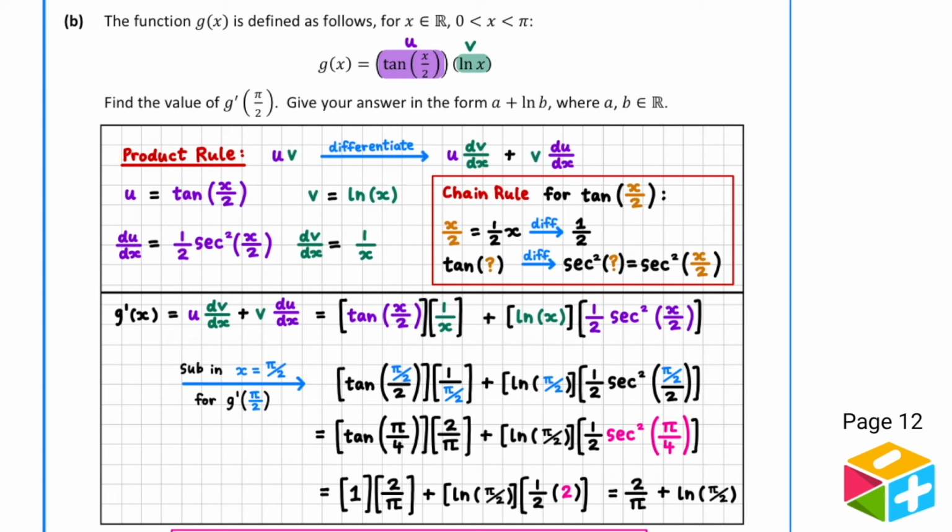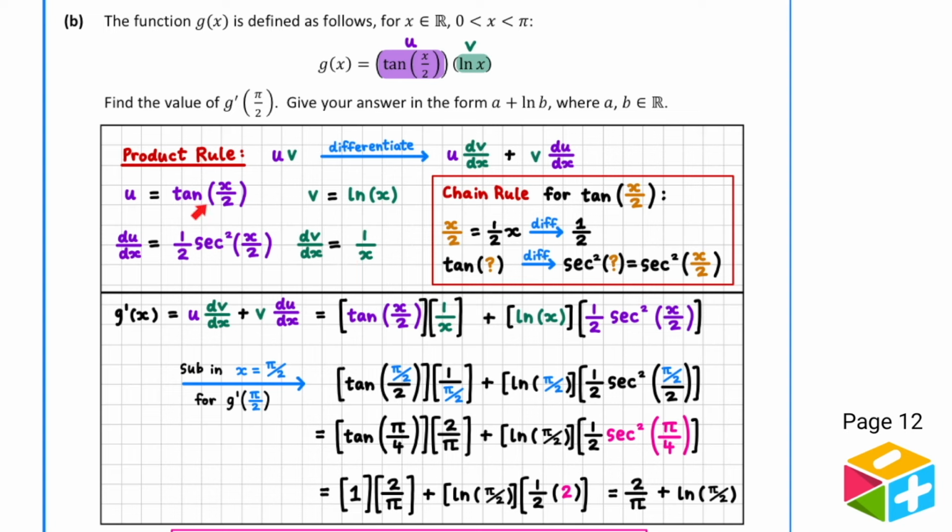This states that u times v differentiates to u dv dx plus v du dx. In this question, we can label the tan x over 2 as u and the ln of x as v. To apply the product rule, we'll need to differentiate both of these expressions. The ln of x is quite straightforward. There's a rule in our tables which says that ln of x differentiates to 1 over x. So dv dx is 1 over x.